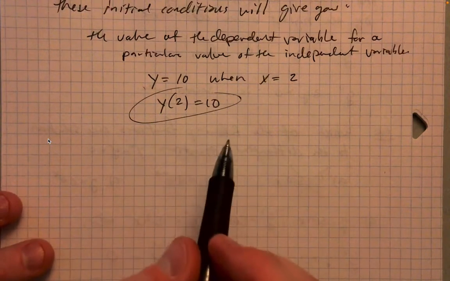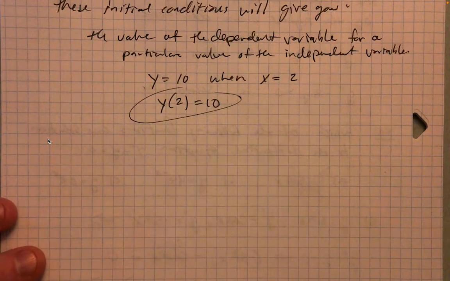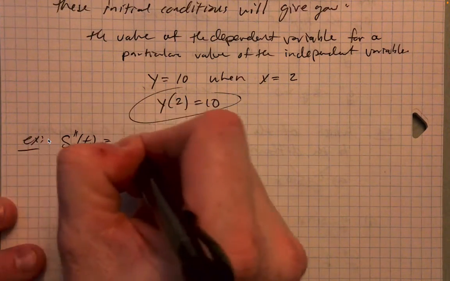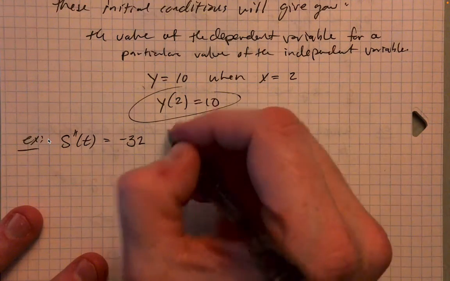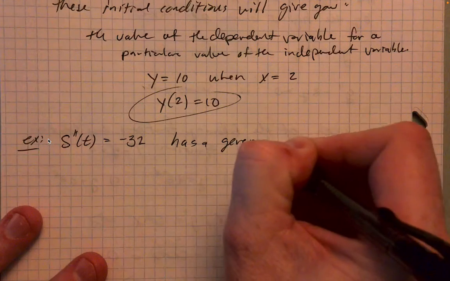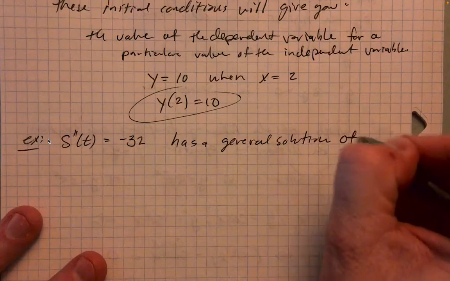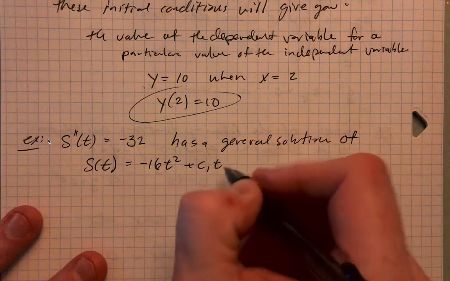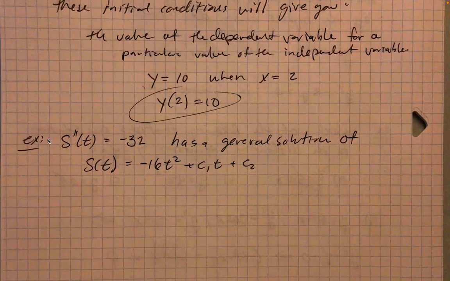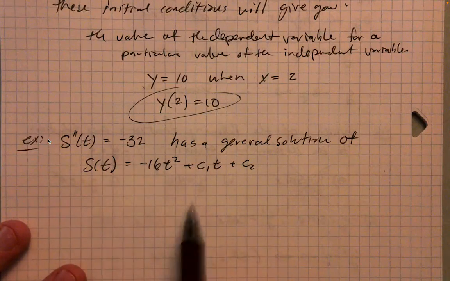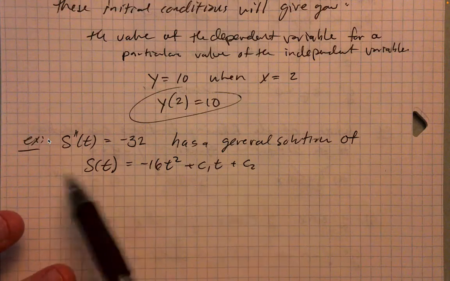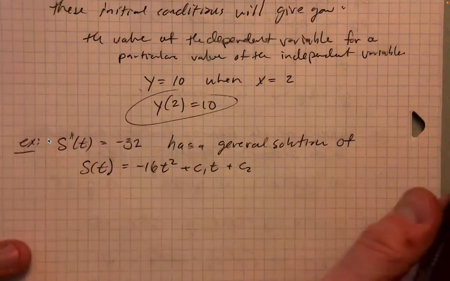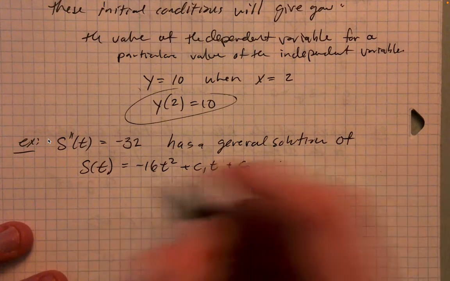Okay, let's do an example where we take a differential equation and a general solution and derive particular solutions. So let's say we've got s double prime of t equals negative 32. This is our differential equation, and it has a general solution of, we'll say, s of t equals negative 16t squared plus c1t plus c2. From physics, this is like a position function, and this is going to be like an acceleration. This is a common setup. But let's say we have initial conditions.